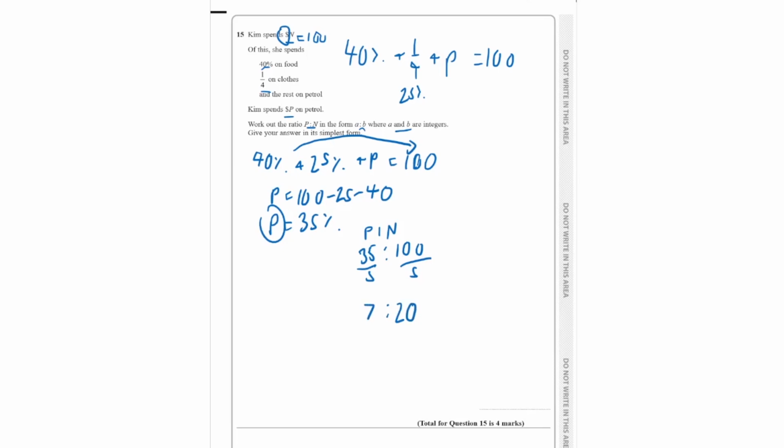Now, we could go further. We can simplify this further, but it's asking for an integer value. So we do not go any further, and this is actually our final answer. So our final answer is 7 is to 20.